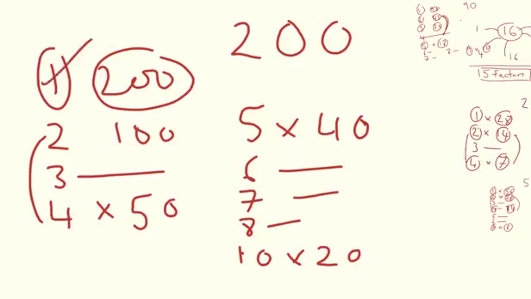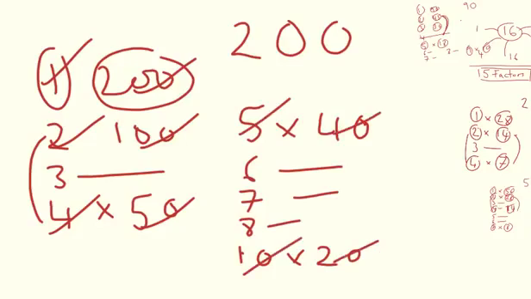1, 200. 2, 100. 4, 50. 5, 40. 10, 20. And that's it. That's how you find factors. It's very simple. Factors means numbers which can exactly divide into another number without a remainder. So the numbers that can exactly divide into 200 are 1, 200, 2, 100, 4, 50, 5, 40, 10, 20.